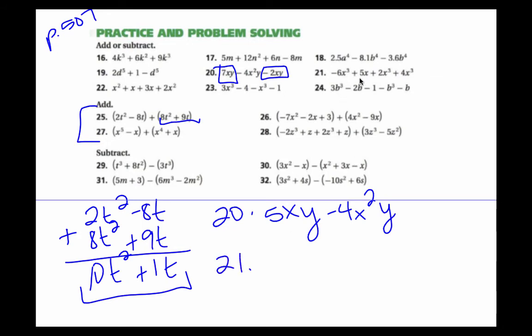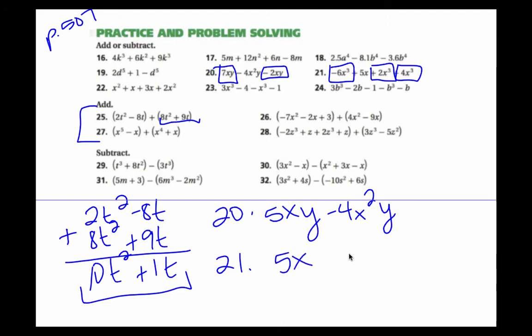Negative 6x cubed plus 5x plus 2x cubed plus 4x cubed. So this guy and this guy and this guy all go together. Okay, so that's negative 6 plus 2 is negative 4, plus 4 is 0. Interesting. So now there's 0x cubed. So my answer is just 5x.